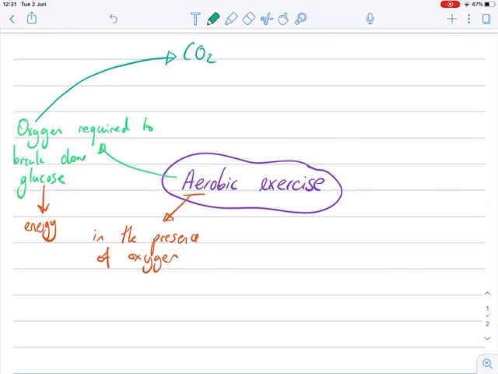Okay, so if I was to summarize the process of aerobic exercise into some sort of an equation, we know we have the presence of oxygen and we know we have glucose. Now we know that glucose will convert into energy, and we know that oxygen will convert into carbon dioxide, and then we also have the presence of water.